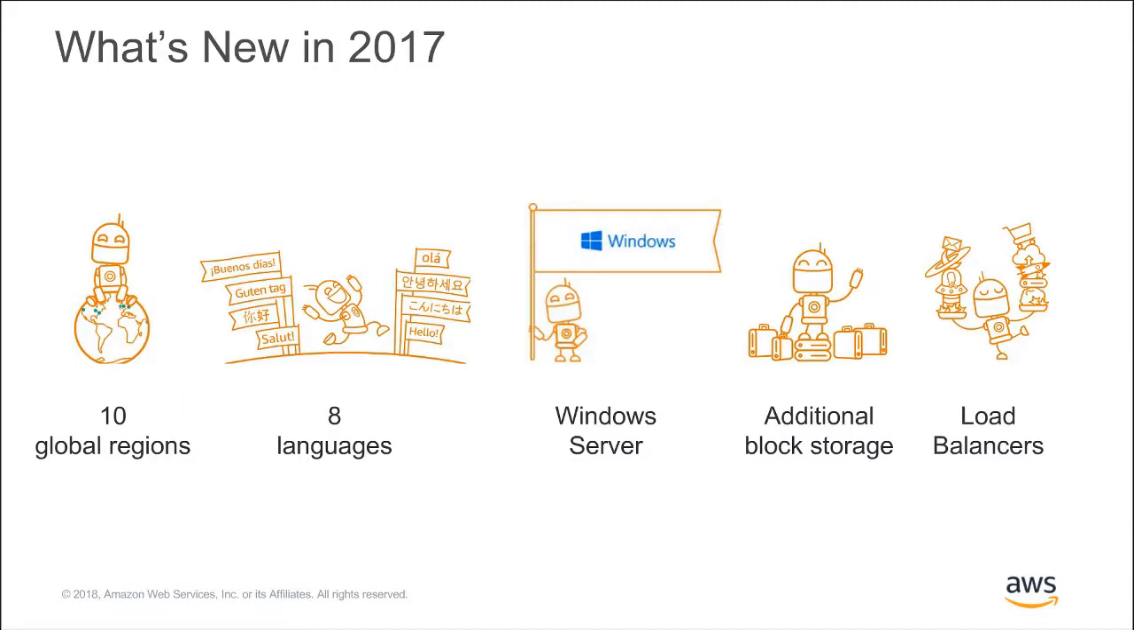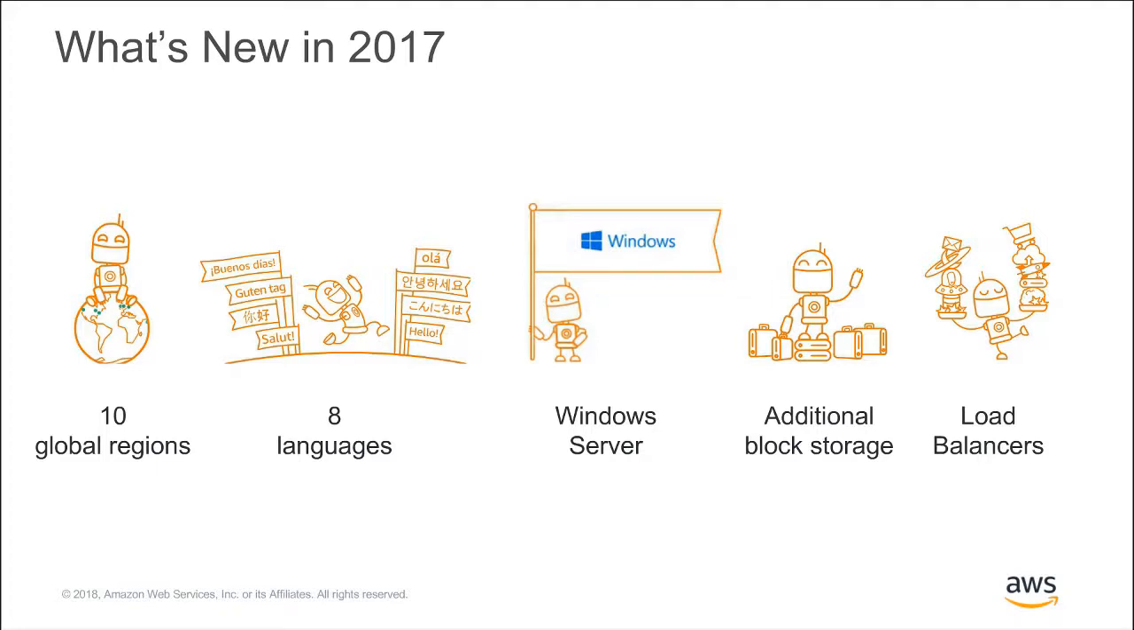So we were very busy in 2017. Those of you who've been following along with Lightsail will have seen a number of launches. We went from being in one region, US East, Northern Virginia, to now being in 10 global regions worldwide. We localized the console and our website into 8 languages. So if English is not your first language, you can now interact with Lightsail directly in Spanish, French, German, simplified Chinese, Japanese, Korean, Brazilian Portuguese, and of course English.